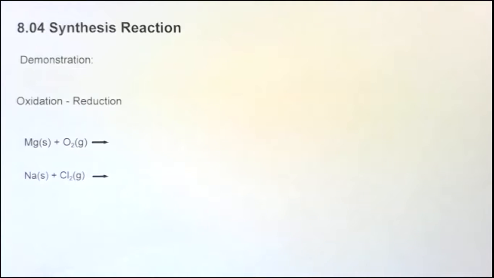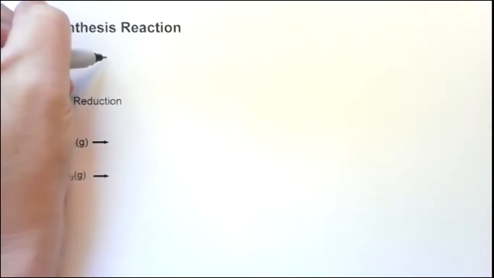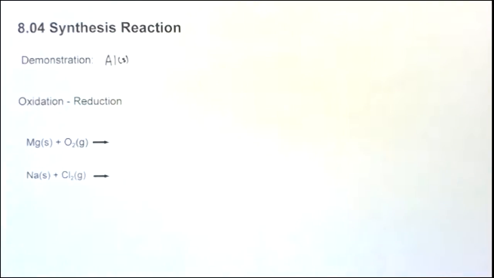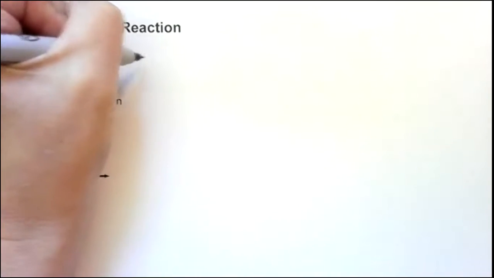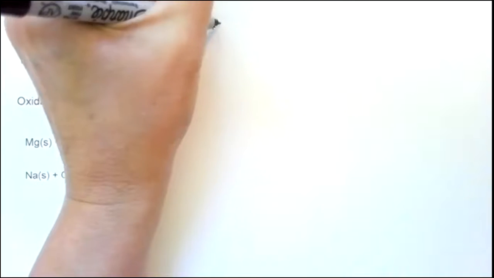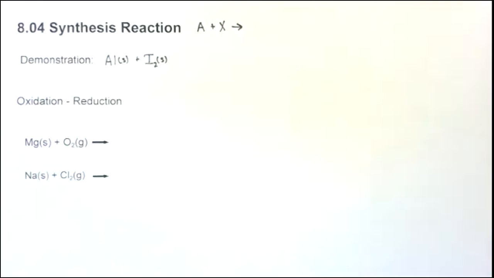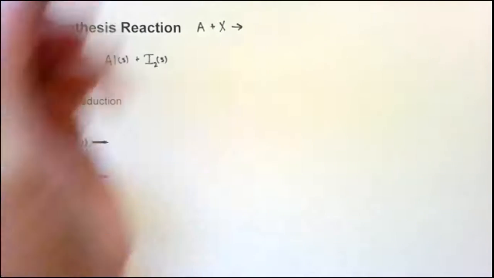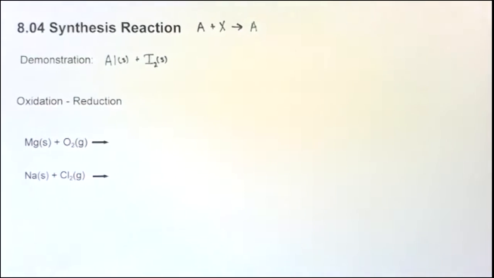So the demonstration we're going to do for synthesis reaction is we're going to take elemental aluminum, so that's solid aluminum, and we're going to combine that with solid iodine. And remember, it's diatomic. So keep in mind our categories that we had before. We said that synthesis reaction was A plus X, going to give us AX. And that kind of is a tip off for what we're going to form. Hopefully you can see. But let's take a look.